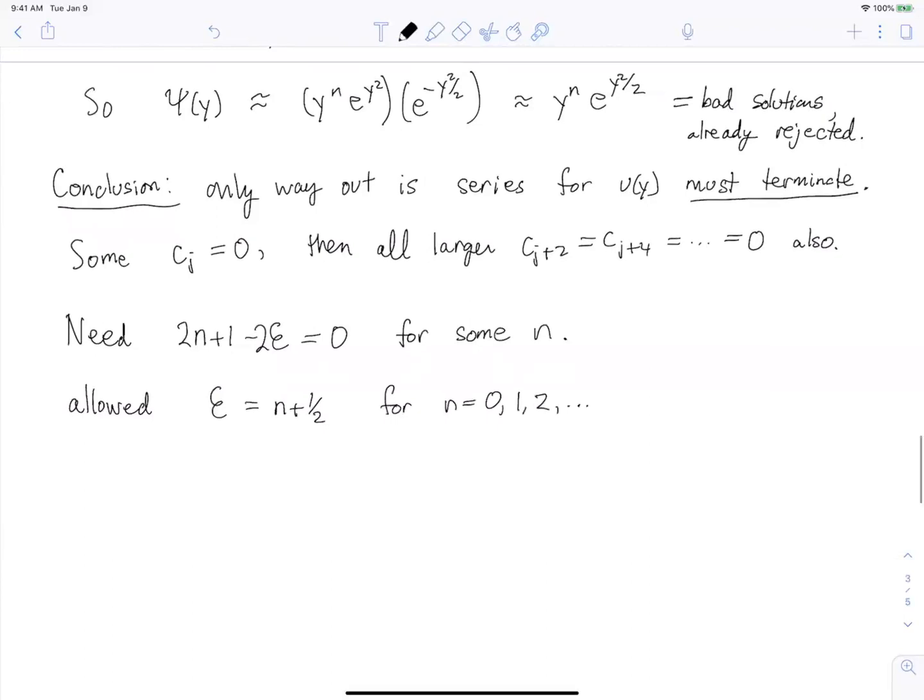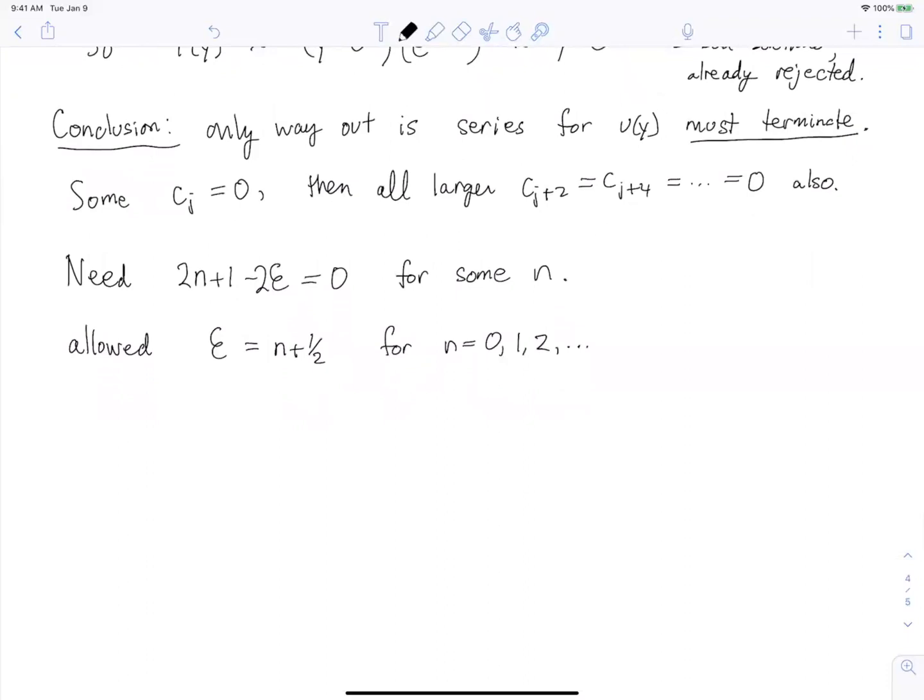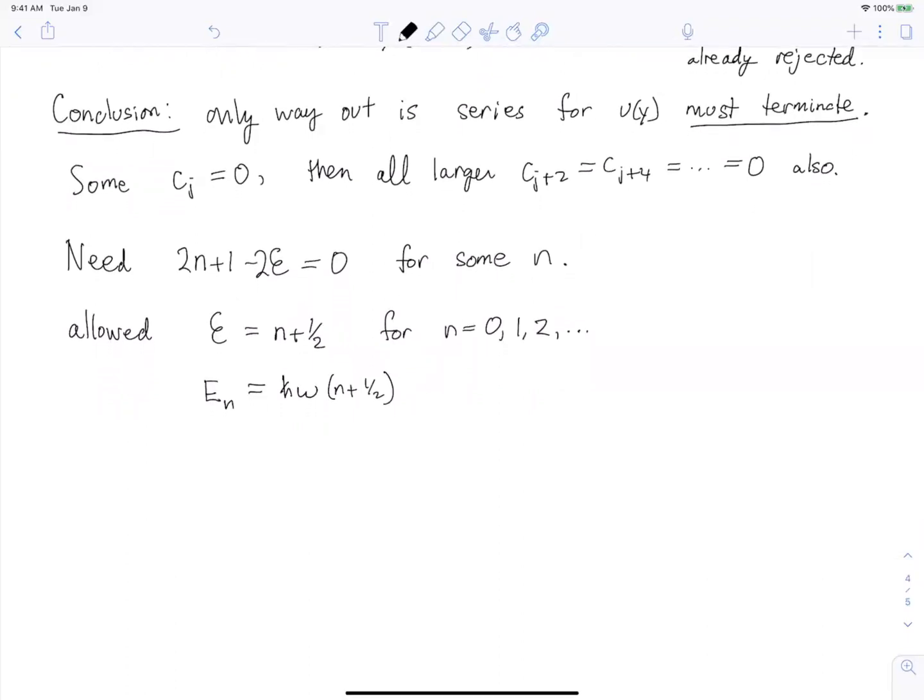And now translating the curly e back into the regular E, that's just multiplying by h bar times omega. And now I'm going to put the label n on it, because of course it depends on n. So it's h bar omega times n plus 1/2. Okay, and by the way, the n here is not only telling us which energy eigenvalue we have, it's also the highest power of y in our expression for u of y, which is now a polynomial, not an infinite series.